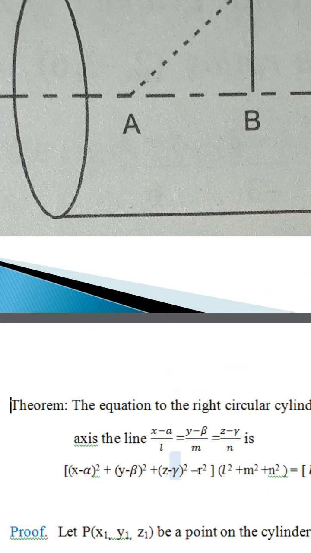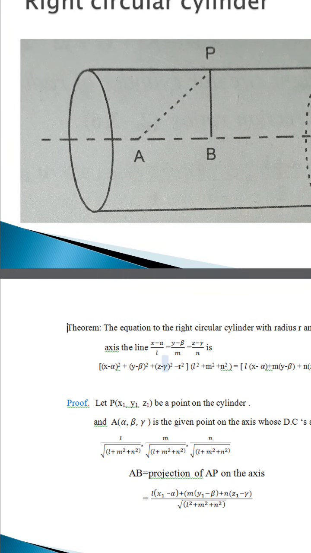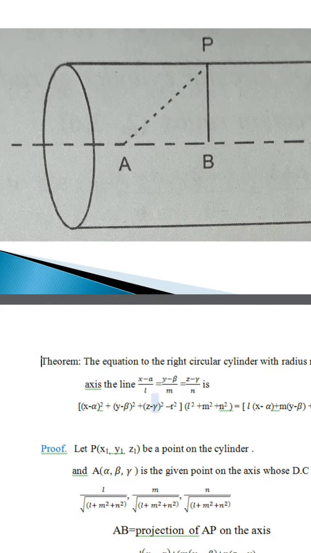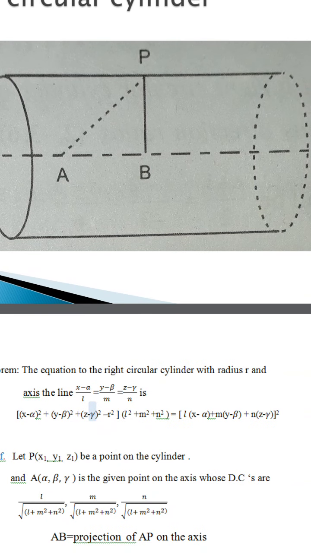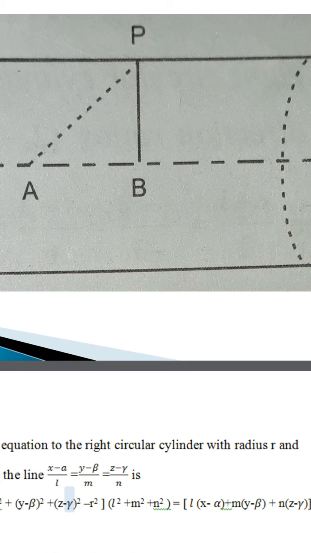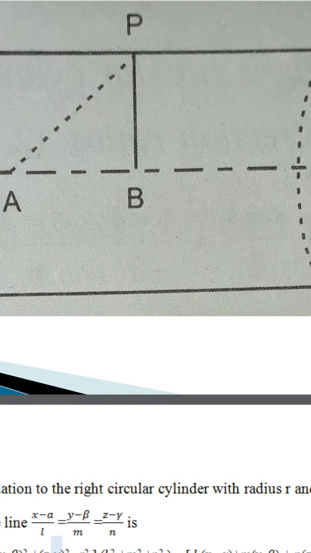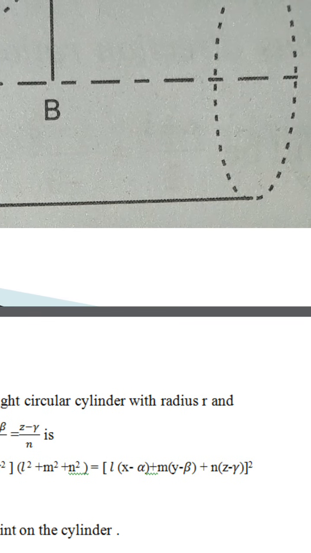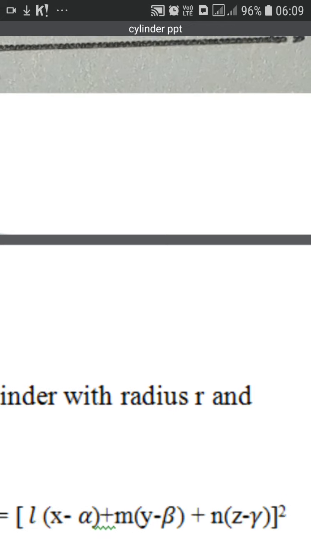Now, if you observe the right circular cylinder, here we are observing a right angle triangle. So, what is P? P (x1, y1, z1) is any point on the cylinder. And A is any point on the axis of the cylinder. And PB is the fixed distance, called the radius. Now, we can calculate AP by using the distance formula. And PB, let the radius of the cylinder be r. This is given in the statement of the theorem itself.